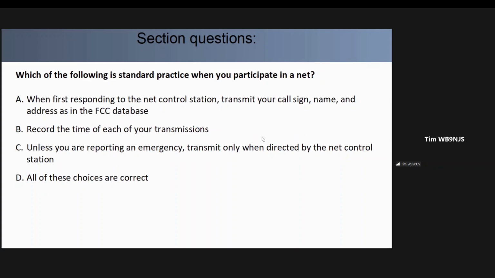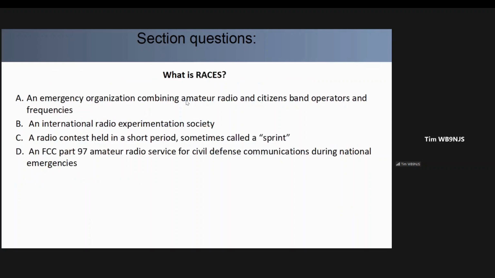What's a standard practice when you participate in a net? When first responding, the net control station, transmit your call sign, name, and address. I don't think so. Record the time of each of your transmissions. Well, you don't have to. That might not be a bad idea, but generally, unless you're reporting an emergency, transmit only when you've been directed to do so by net control. So kind of sit back and wait to be spoken to. So the correct answer, yes, C: unless reporting an emergency, you transmit only when you're directed by net control.